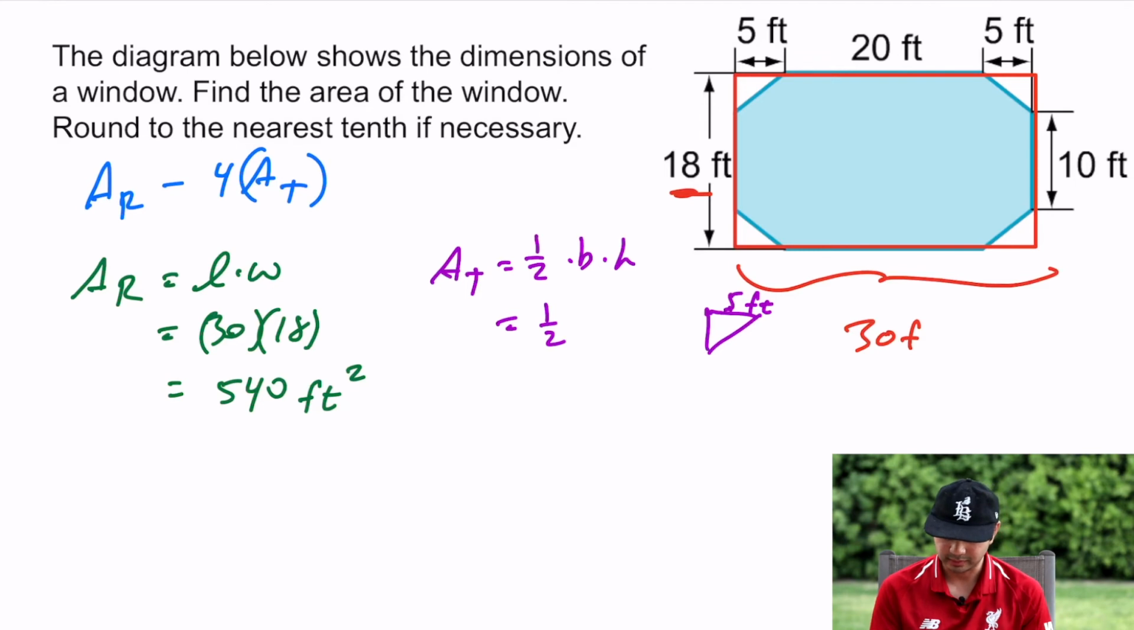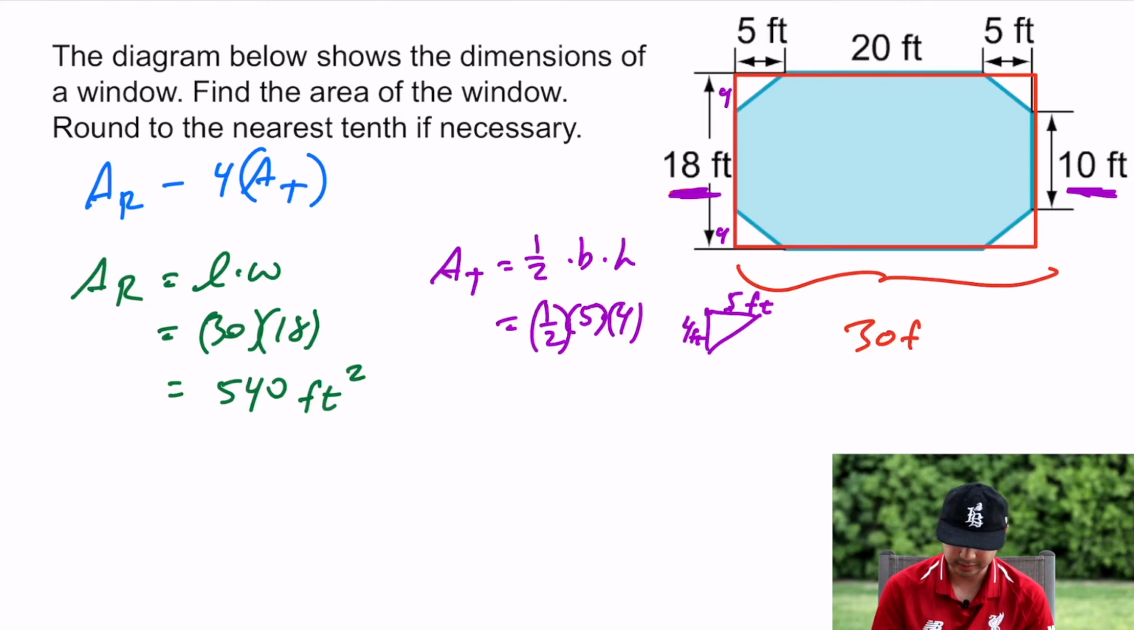But let's keep going. If this whole thing is 18 right here, and this is 10, that means here and here, they both have to add up to 8, because 18 minus 10 leaves 8 for both of these. So assuming that they are equal, that means this would have to be 4 and 4. So this is 4 feet. All right, so filling that out, the base I'm going to say is 5, and the height is 4. Okay, let's put that in parentheses.